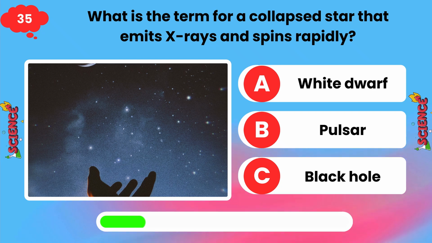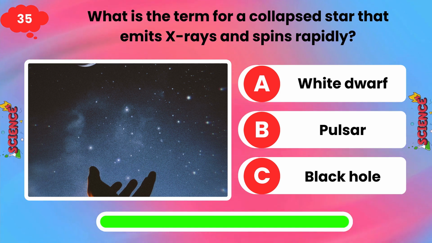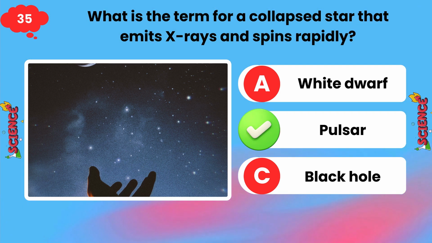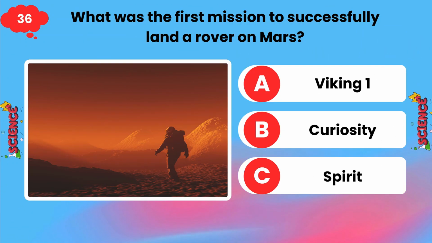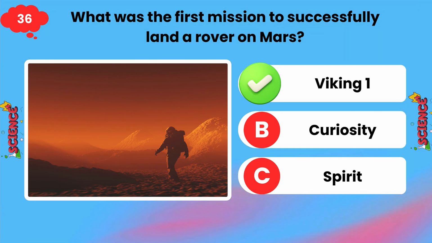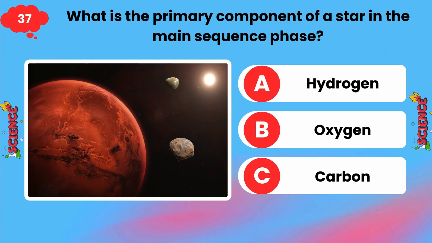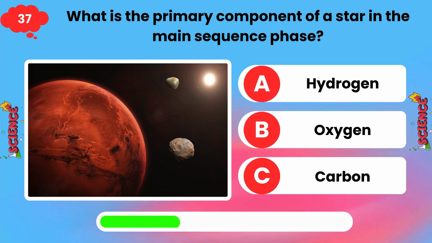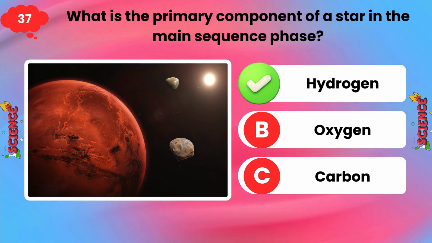What is the term for a collapsed star that emits X-rays and spins rapidly? Pulsar. What was the first mission to successfully land a rover on Mars? Viking 1. What is the primary component of a star in the main sequence phase? Hydrogen.